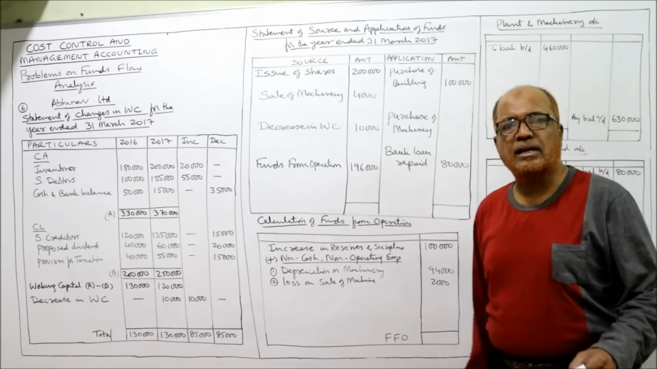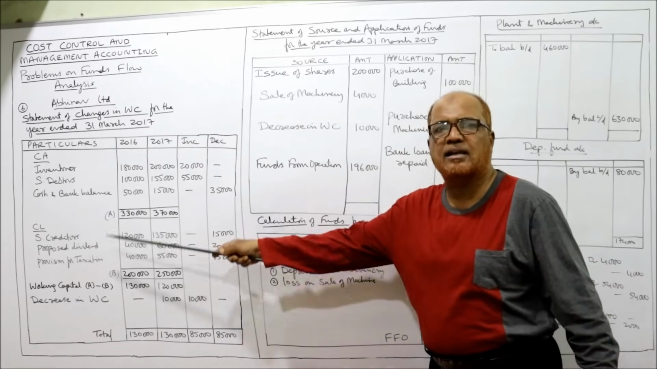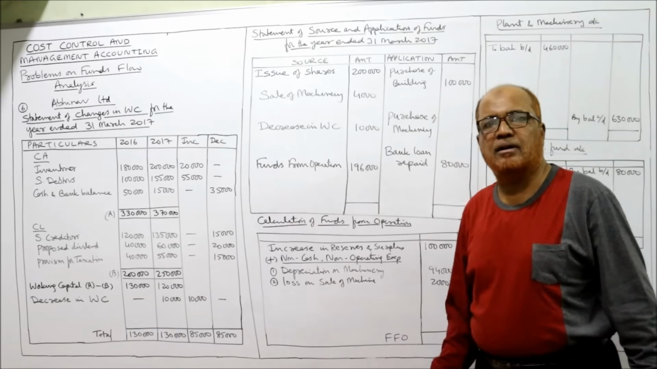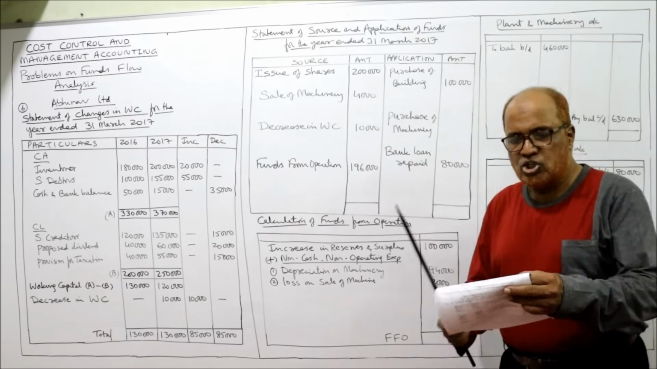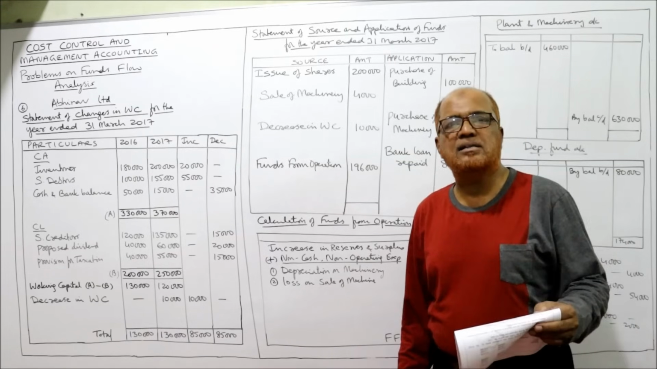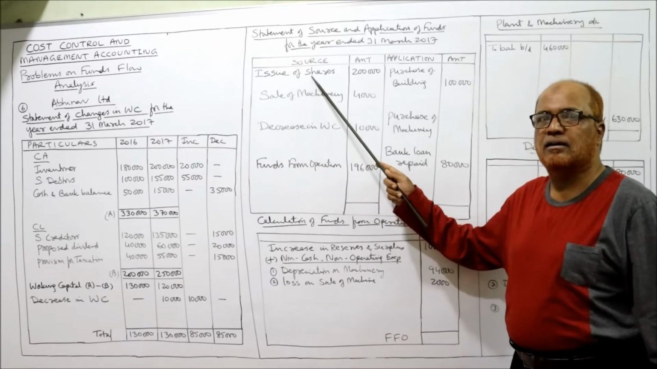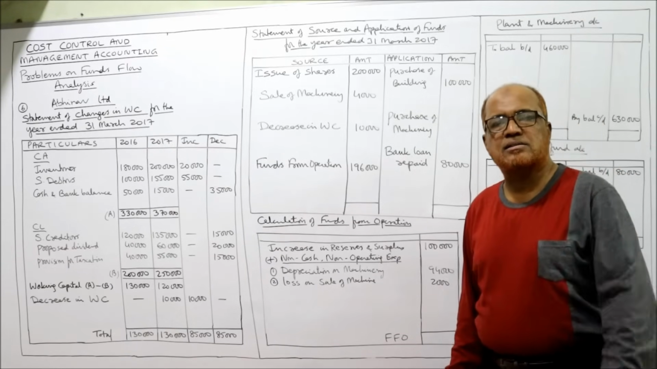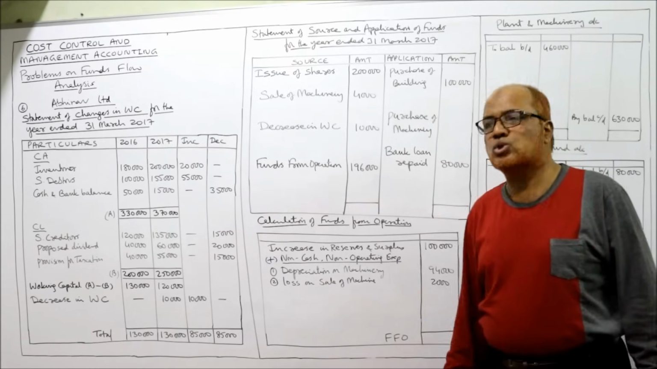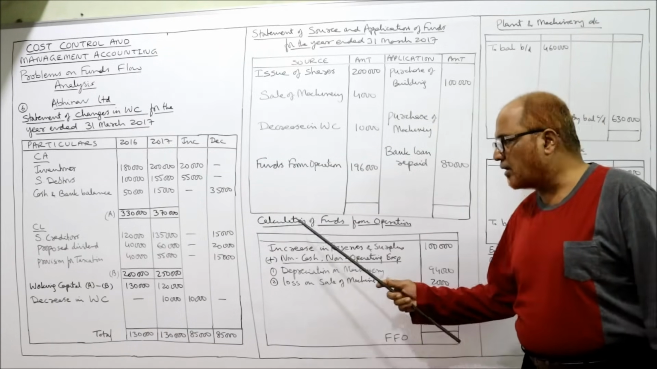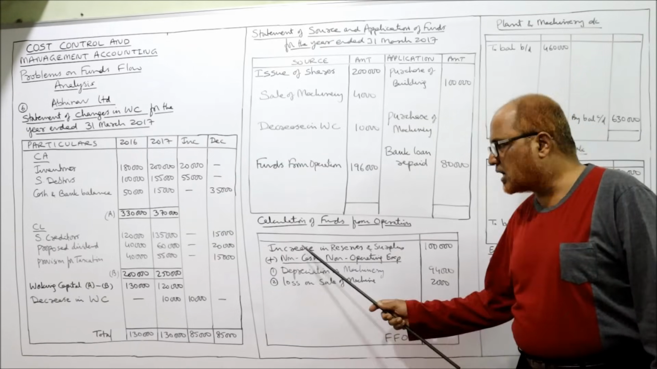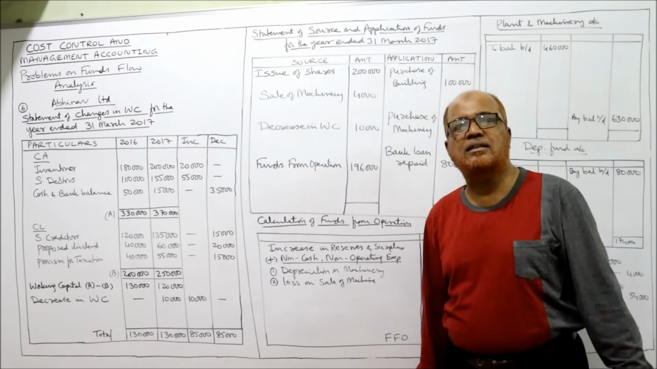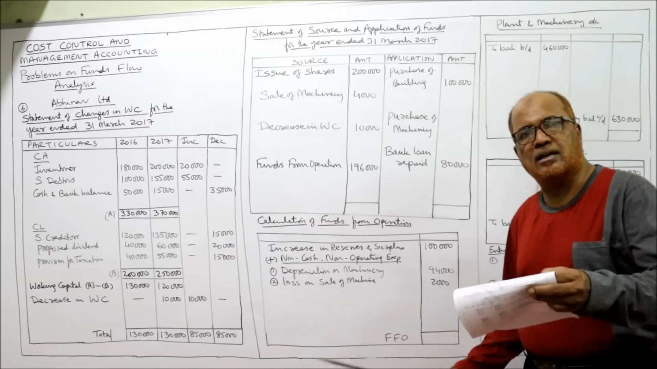Now I am coming to source and application. Forget about current asset and current liability. Now we are not at all considering current asset and current liability. Only non-current items. Share capital last year 4 lakh, current year 6 lakh. Issue of shares. You can see here. Issue of shares 2 lakh. Second one, reserves and surplus. This reserves and surplus we make use to find out funds from operation. Calculation of funds from operation. Increase in reserves and surplus 1 lakh. Last year 250, current year 350. So 1 lakh rupees increased.